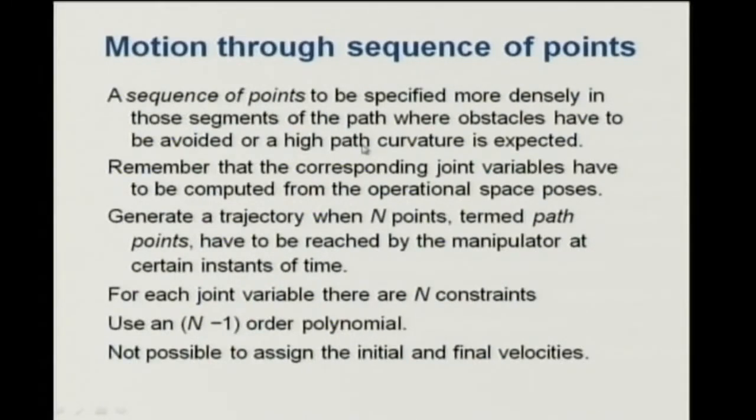So what we want to then work on today is motion through a sequence of points. So the idea is that if there is an area of the curve where you expect obstacles and things like that, you might want to specify points with more density in that area. So it is not uniform, so you will have more number of points in that area. Similarly, if you have high path curvature, you might want to give in more points, because that will give you a better approximation of the curve locally. If you have low number of points, then there is a problem.